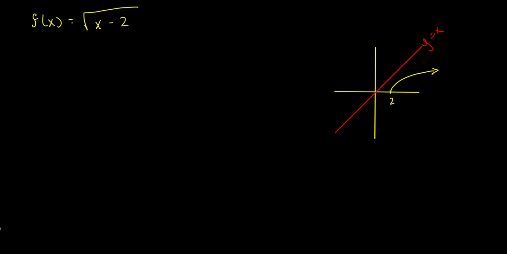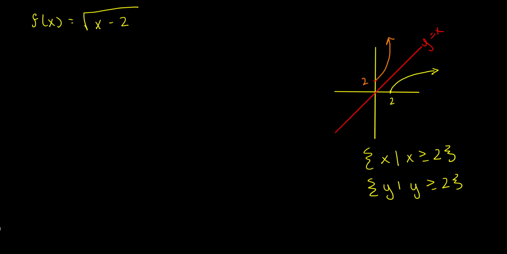So really what we should theoretically see is something here that's 2, and if I mirror this, it'll look something like that. All right, so we know that our domain here is going to be 2 to infinity. My domain is going to be x is greater than or equal to 2, and my range is going to be y greater than or equal to 0.